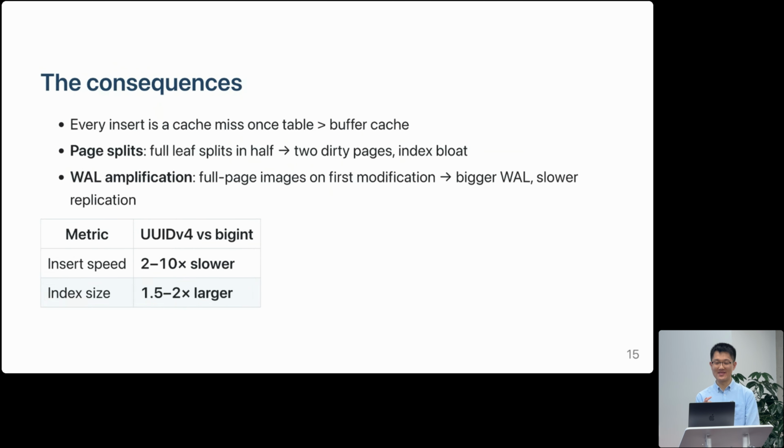We presented to our users that this is a UUID v4, but in fact the first 48 bits are a timestamp. That solved a lot of our problems in our database, and we reduced our WAL amplification by about 50%, which was pretty good.